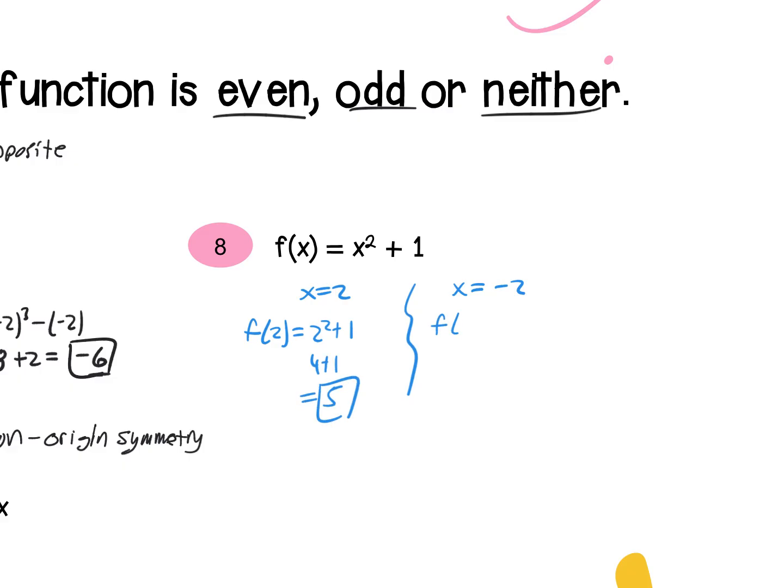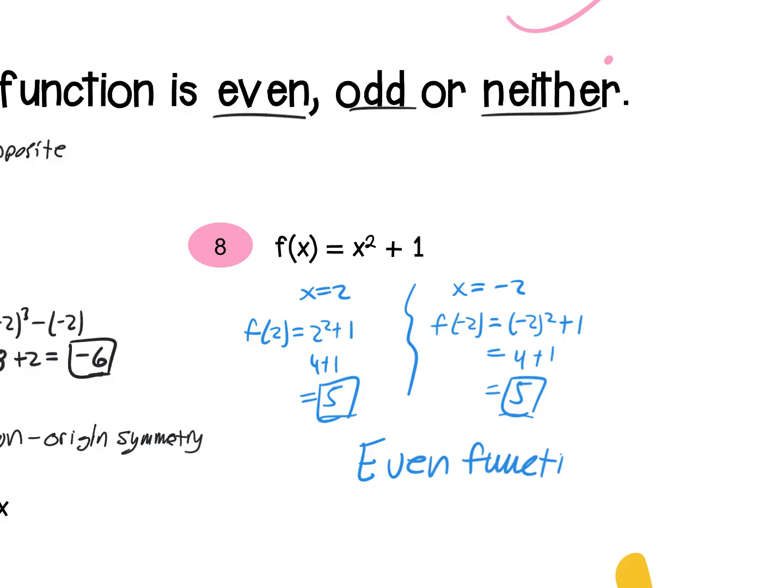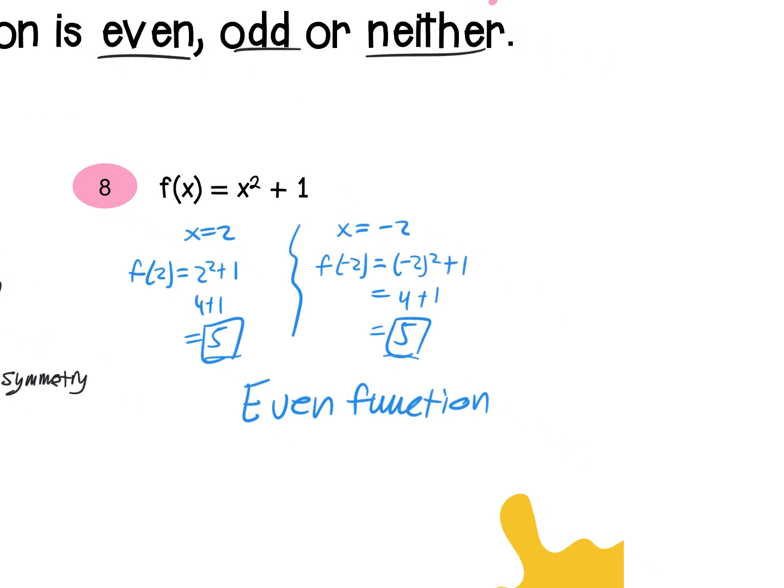And then when I do f of -2, we get -2 squared plus 1, which is 4 plus 1, which is also 5. If you get the exact same number, then this is even. So this is an even function. And even functions have x-axis symmetry.